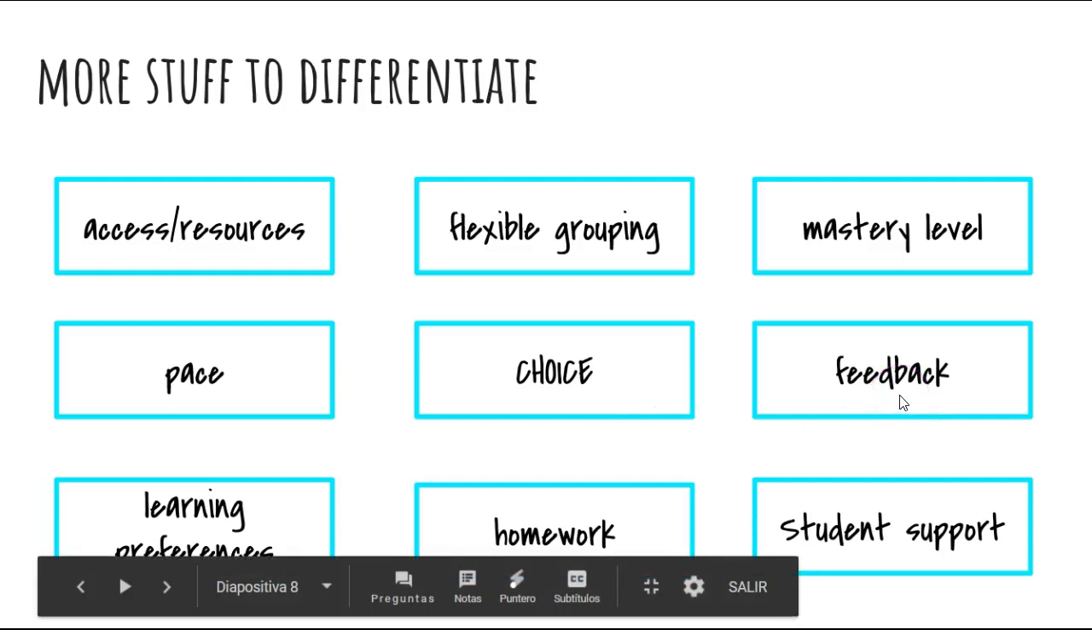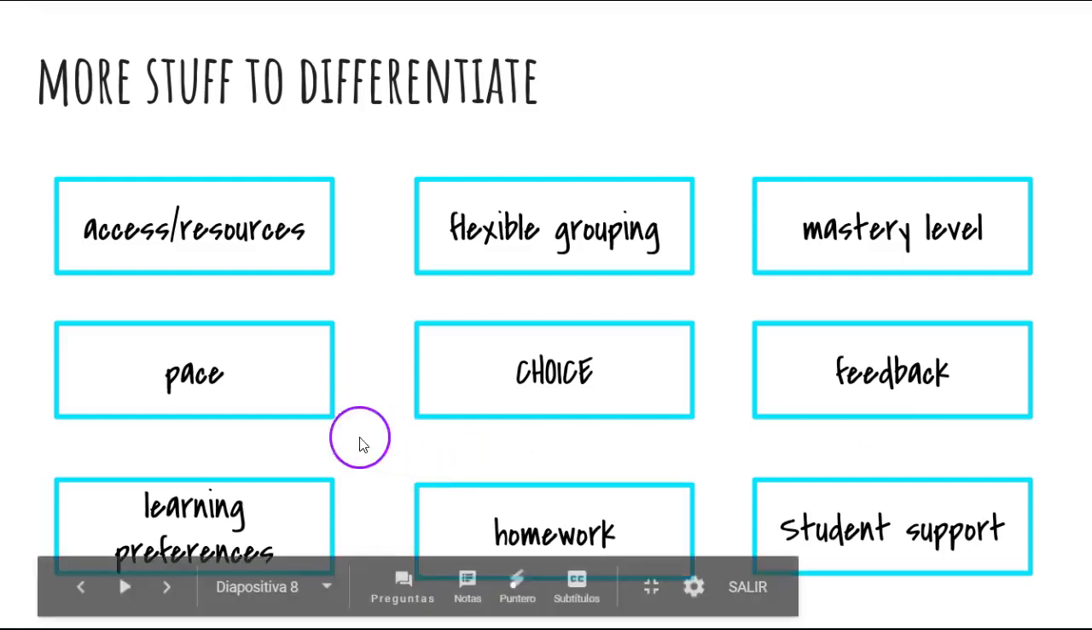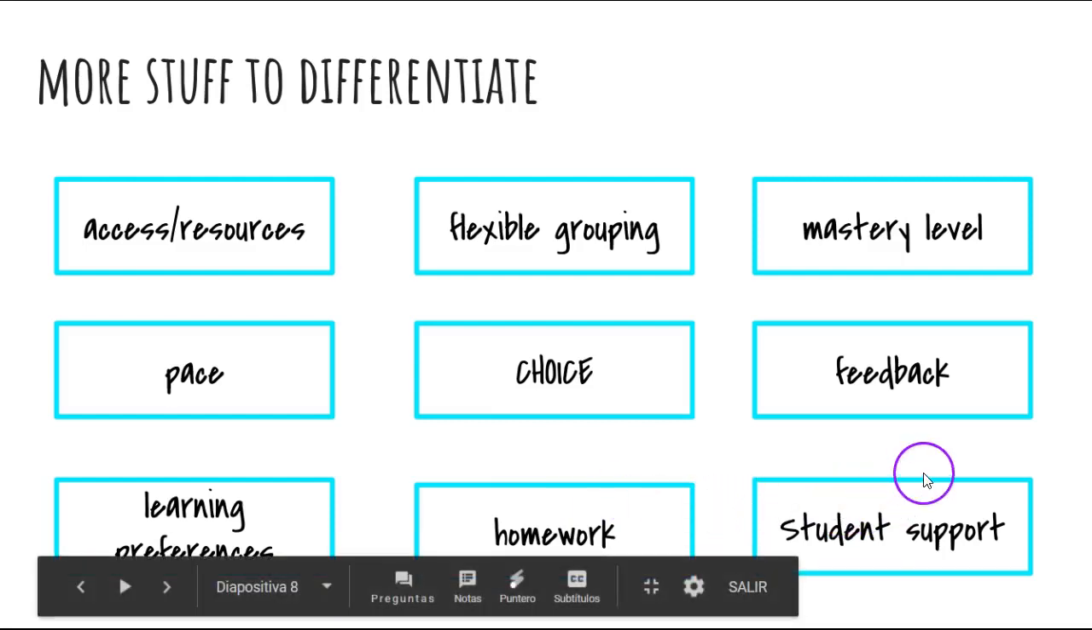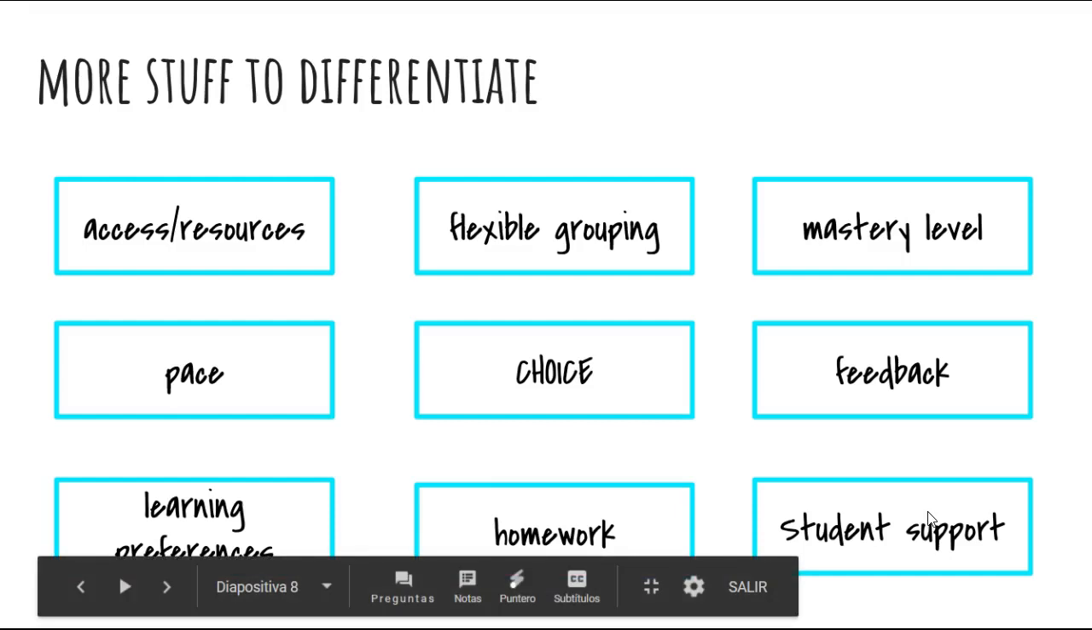Feedback, not all students appreciate the one-on-one conference with the teacher, so we can provide other means of providing feedback to them. Learning preferences, I don't like to call it learning styles since that theory was debunked. Homework, we can differentiate homework. Not every student has to give you the same task and the same product to show that they have learned. And student support. How many times have you felt that you would like to support that student a little more, but you can't because you don't have time or because the instruction gets in the way?